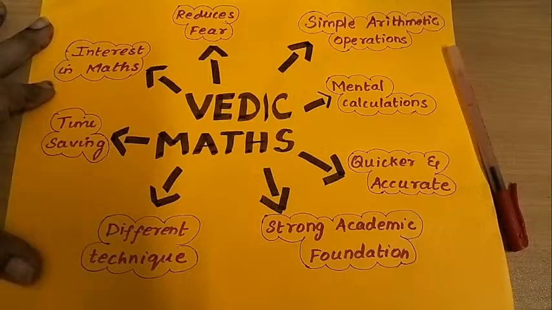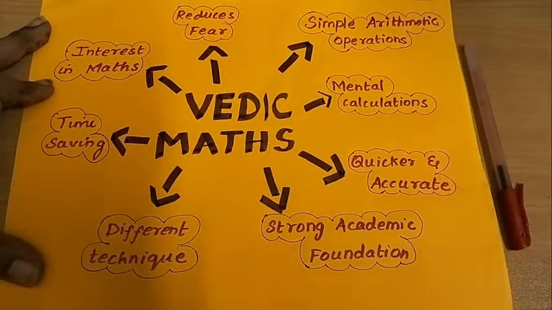Okay, next is increases concentration. Increases concentration is nothing but always thinking of the next step, what you have to do in a shorter way. So that is also a type of concentration. You're concentrating on the sum, thinking of all other formulas you can apply and implement to bring an accurate answer. So that is your concentration increase.